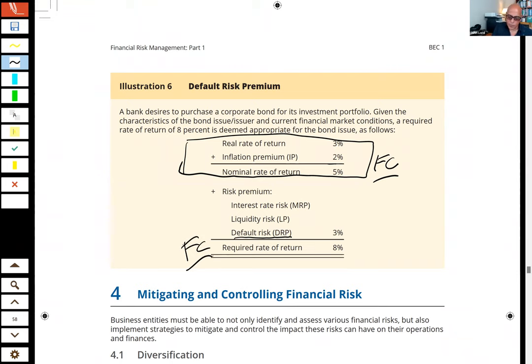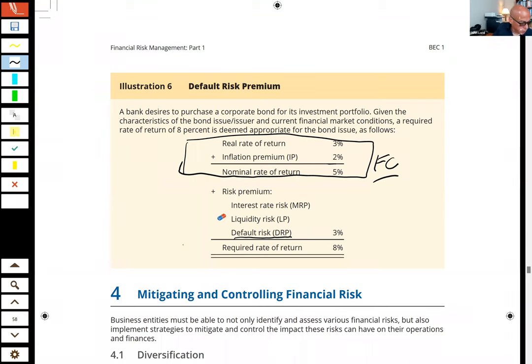So I don't know that you need to flashcard that part, because that just brought in one of those factors we talked about a minute ago. But we didn't talk about the inflation premium plus something called the real rate of return, giving you the nominal rate, and then you adjust it for these different risk premiums.